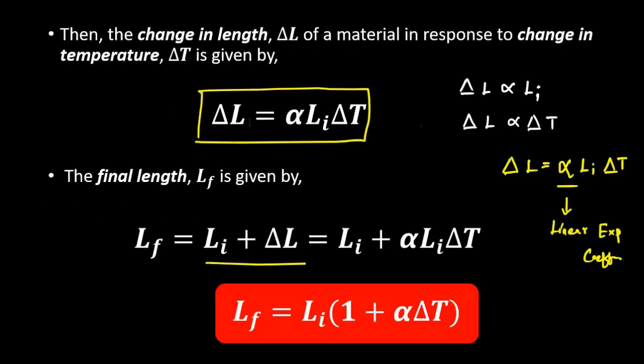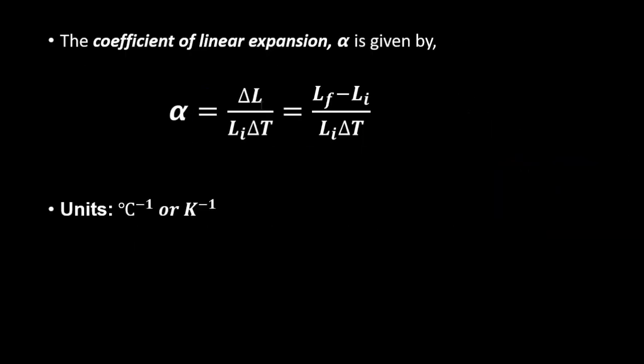Now the thermal expansion coefficient can be expressed as the linear expansion coefficient from here. Delta L is equal to alpha Li delta T. We can write it by taking this portion to the denominator, so we get delta L by Li delta T, or Lf minus Li by Li delta T. That is the linear expansion coefficient. As you can see, in both the numerator and denominator there is length, in terms of meter, centimeter, whatever it is, so they get cancelled out, and we have only temperature, degree Celsius inverse or Kelvin inverse. These are the units of linear expansion coefficient.